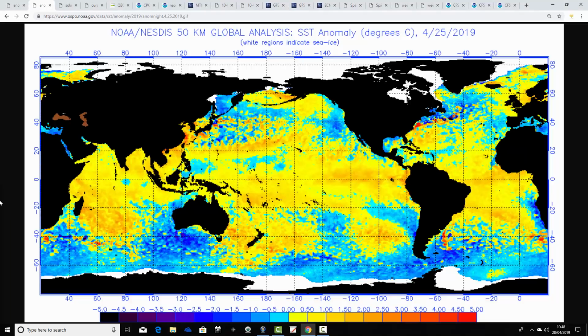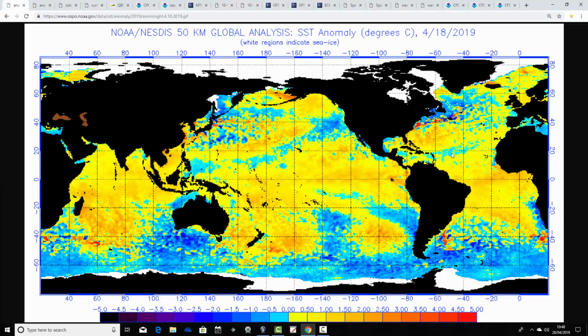Down in the tropical Atlantic, we see that, again, let's go back to last week. So that's how the tropical Atlantic was looking last week.